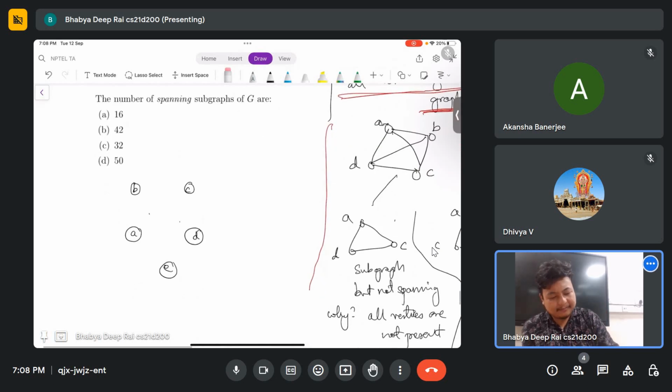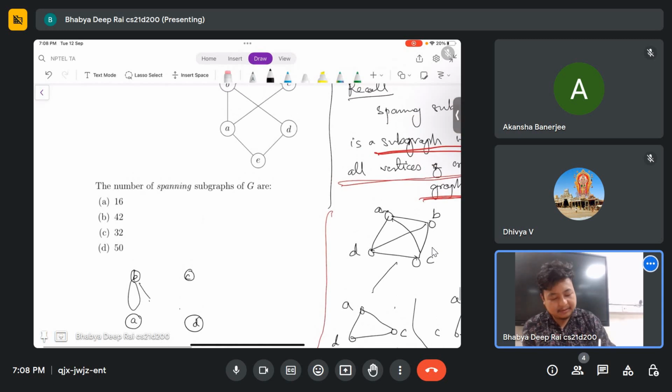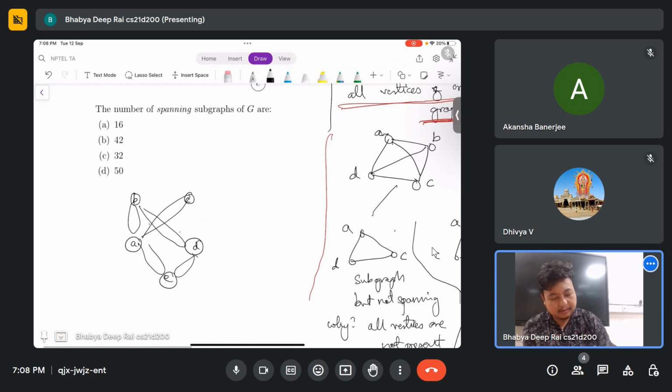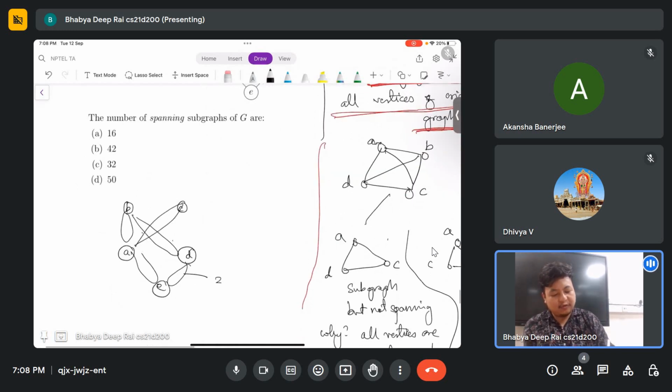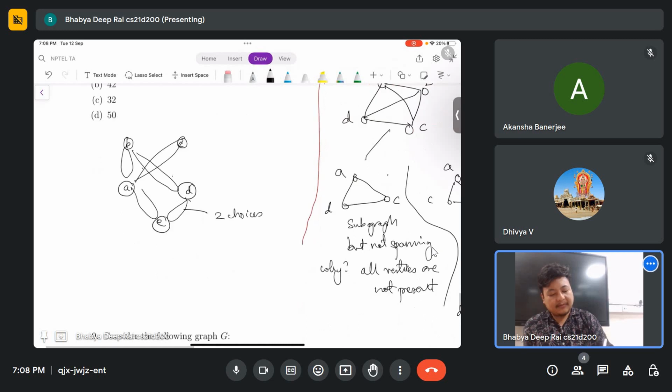Point is, I have two choices: either put the edge or not. If I place the edge, also it will be a spanning subgraph. If I remove the edge, also it will be a spanning subgraph. Right?